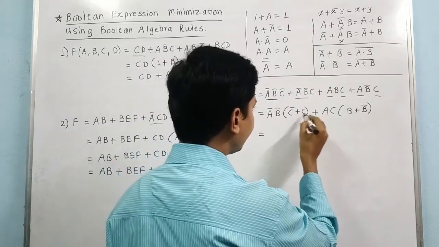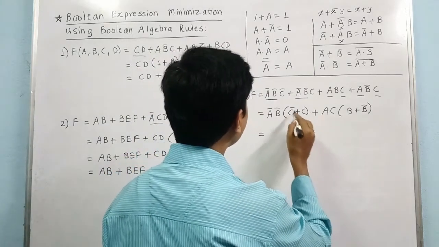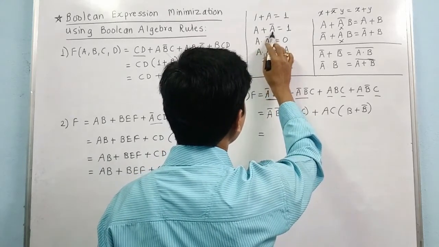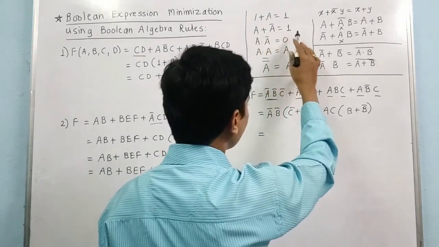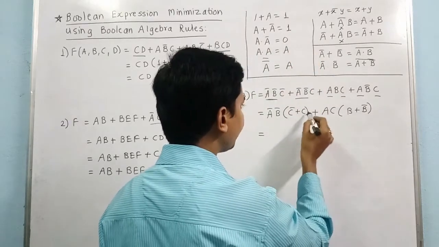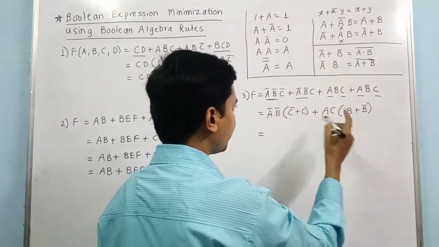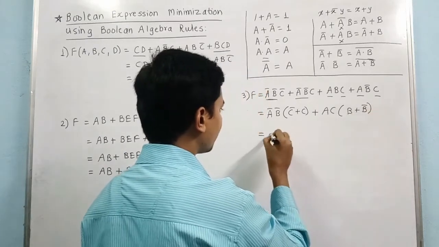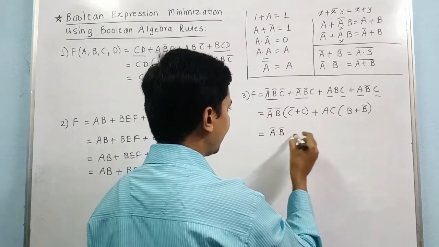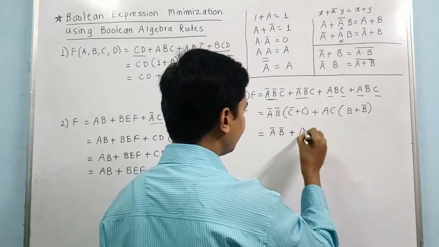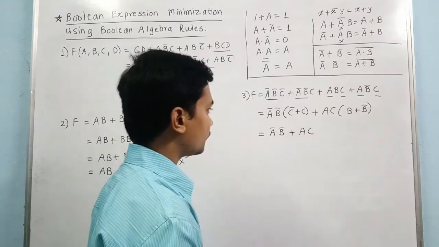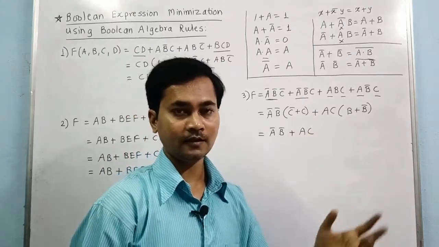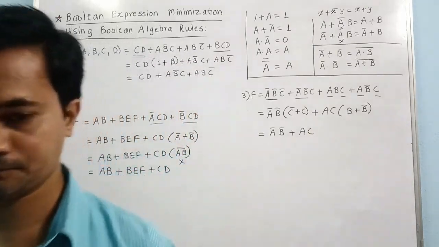Okay, now what next? C bar plus c, so this is equivalent to a plus a bar, and a plus a bar is equal to what? 1. So similarly c bar plus c or c plus c bar is equal to 1. So here is also the same thing, b plus b bar is equal to 1. So a bar b bar plus ac. Okay, so this is the final reduced or minimized expression. Now let us see the next example.